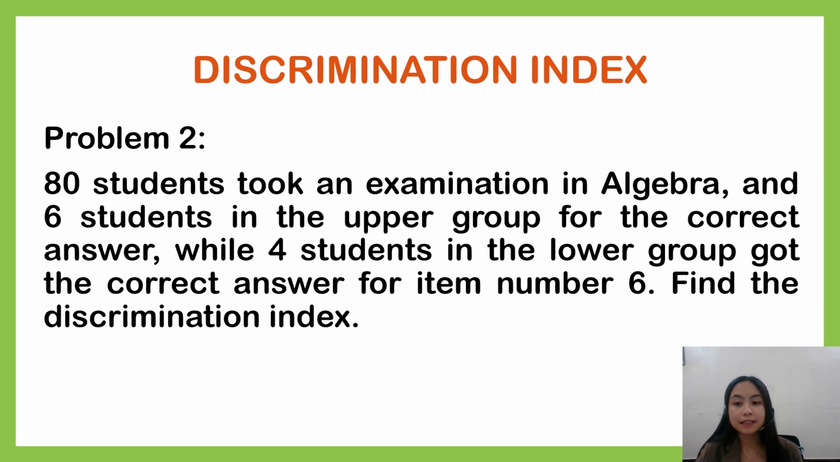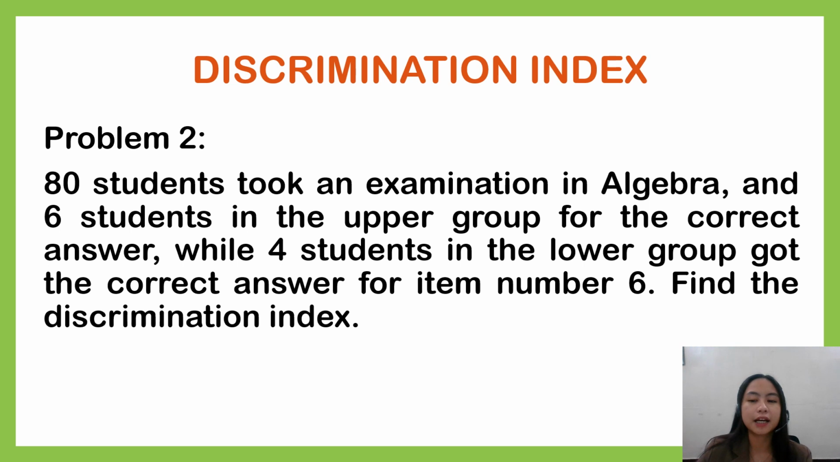Problem number 1 plus, no? Naka-indicate na talaga na 15 ang number of students from the upper group. So, nakita naman natin sa problem number 1, 15 ang upper group, 15 din ang lower group. Dito sa problem number 2, hindi naman sinabi kung ilang students ang sa upper and sa lower group.